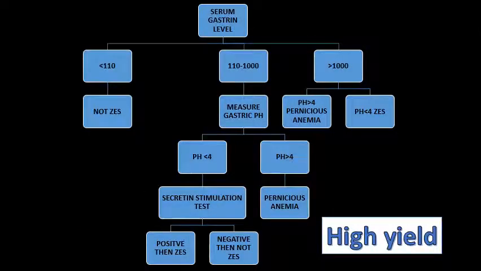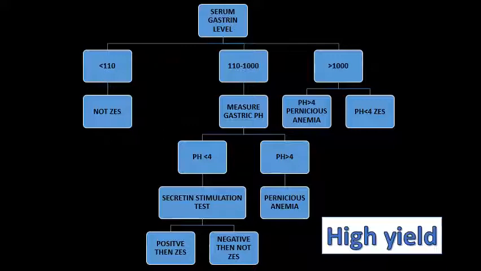Now, this is a very high yield table about Zollinger-Ellison syndrome. You have to classify it on the basis of serum gastrin level. When it's less than 110, you know it's not ZES, because a gastrinoma has to secrete gastrin. If it's between 110 and 1000, you have to measure the gastric pH. If the pH is low, then you know that acid is high and you have to do a secretin stimulation test. If it's positive, then it's Zollinger-Ellison syndrome. If it's negative, then it's something else and not ZES.